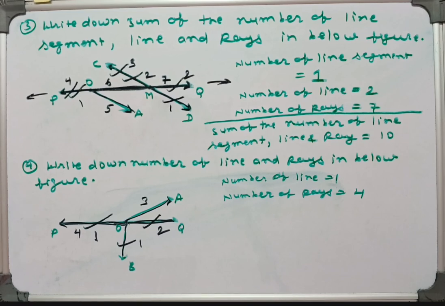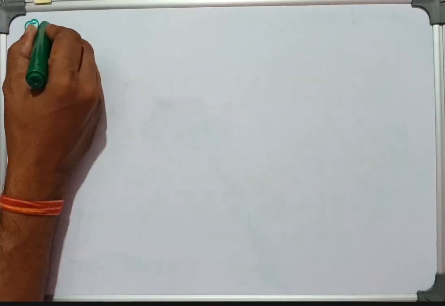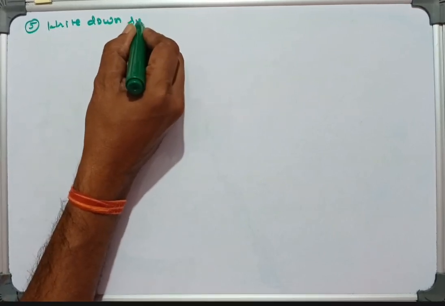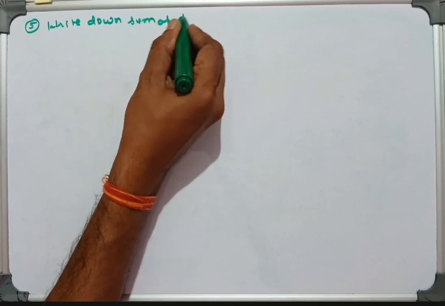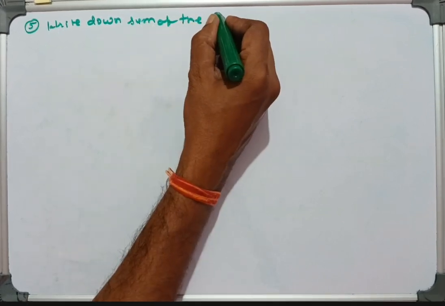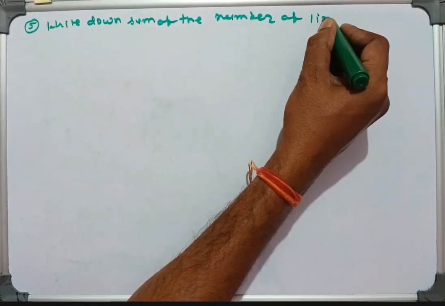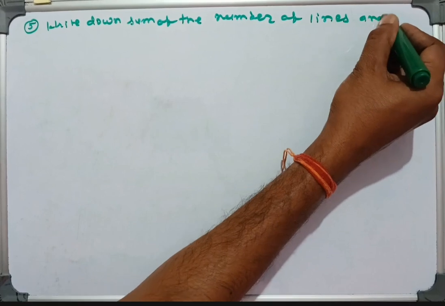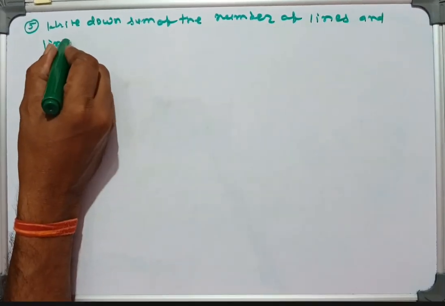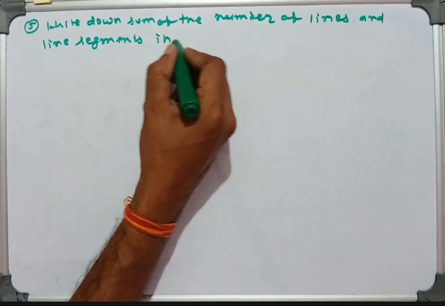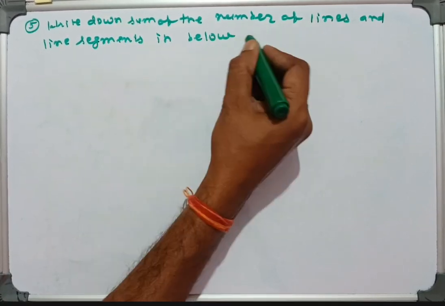Now we take the next example. Now question number 5. See, write down the sum of the number of lines and line segments in the below figure.